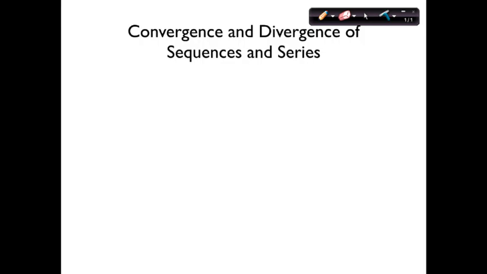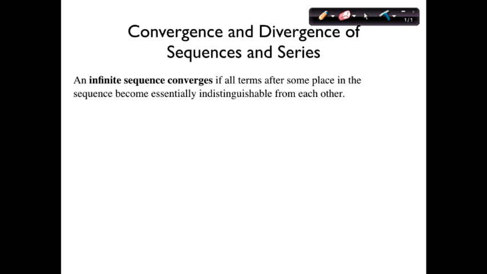Cool, so we're going to talk about convergence and divergence of sequences and series. An infinite sequence converges, what do we mean? If an infinite sequence converges, all the terms after some place in the sequence become essentially indistinguishable from each other. So close together that we don't care anymore that they're not the same. Technically, they're still different. Technically, you can go out to enough decimal places and you can find a slight difference. But it doesn't matter. They're getting indistinguishably close to each other.